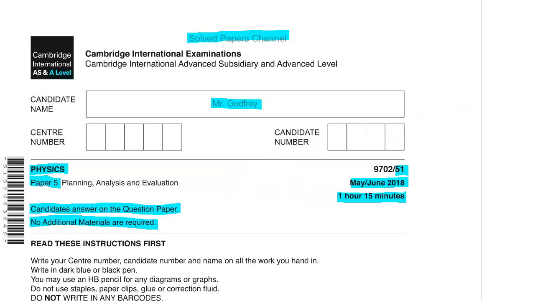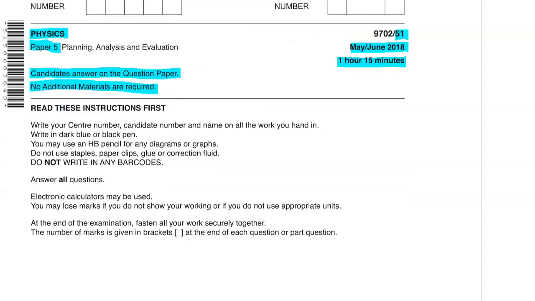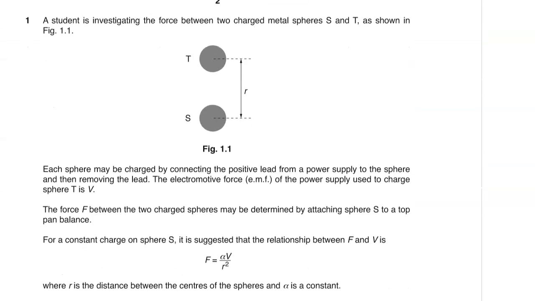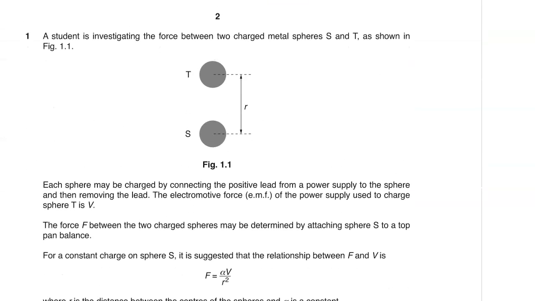Let's get started. Question number 1. As usual, paper 5 has only 2 questions. It has got question number 1 and question number 2. So let's read this out.